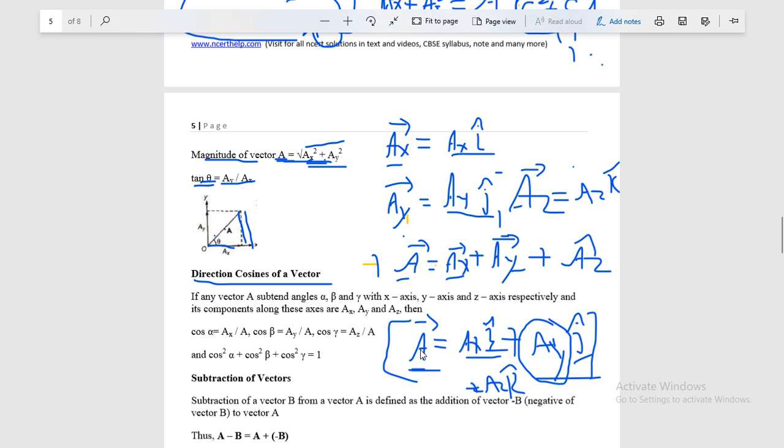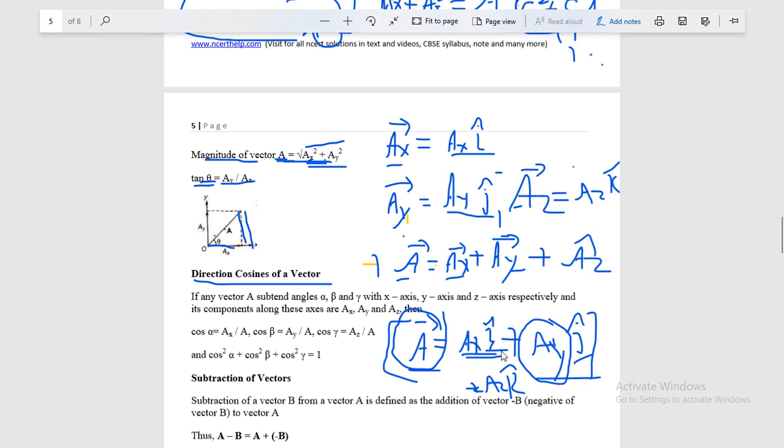It means this vector has its component ax along the x axis, ay along the y axis, and az along the z axis. It means its effect along the x axis is ax in magnitude, ay along the y axis in magnitude, and az along the z axis in magnitude. So this shows the effect of vector a along different axes. The combination of these three components becomes the vector a.